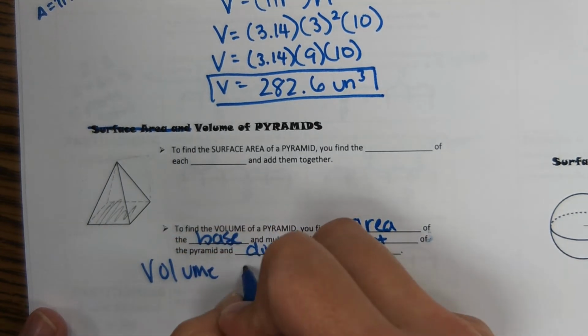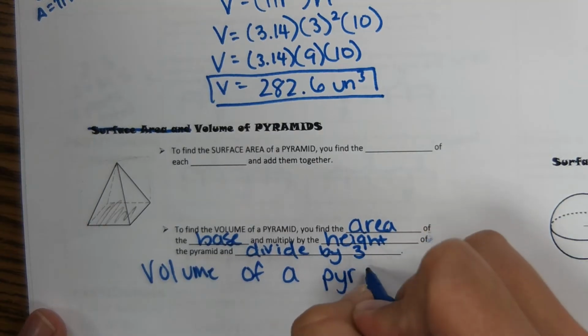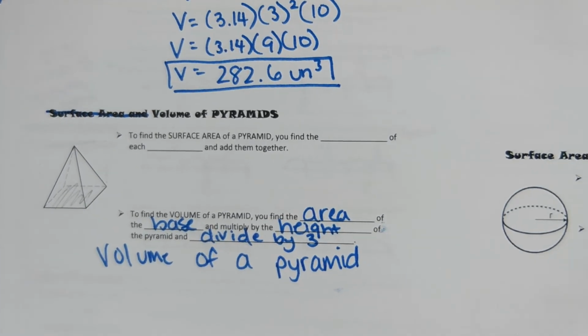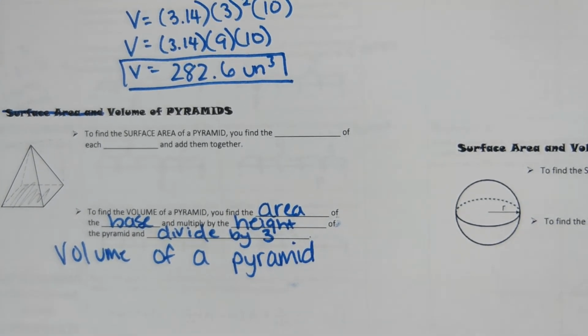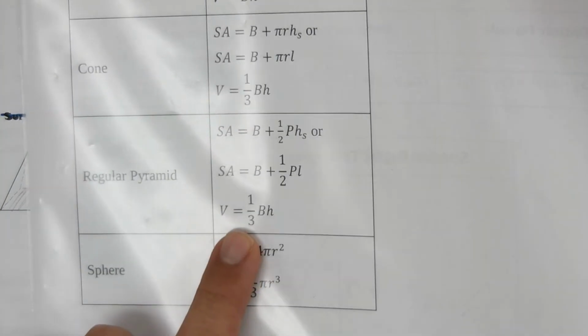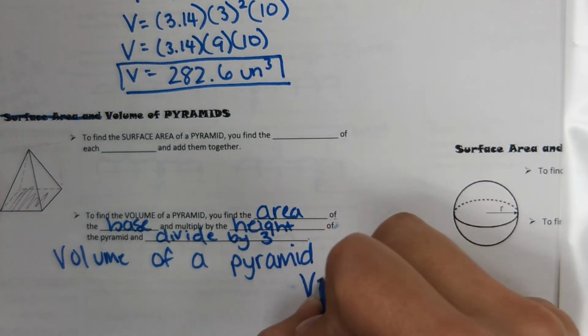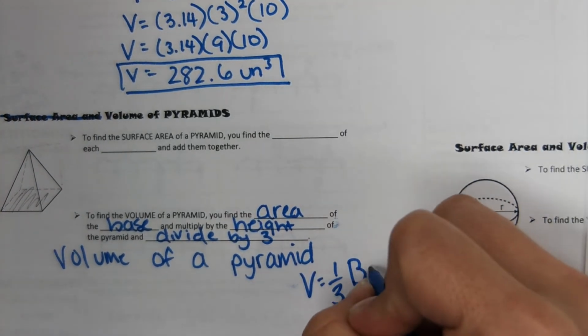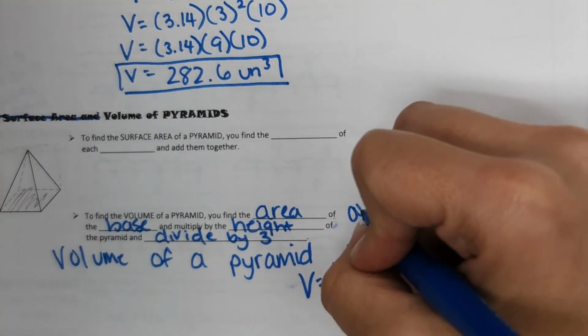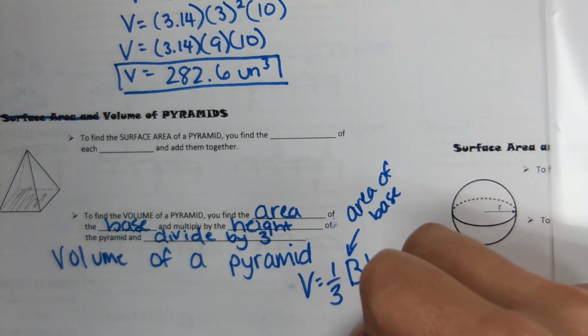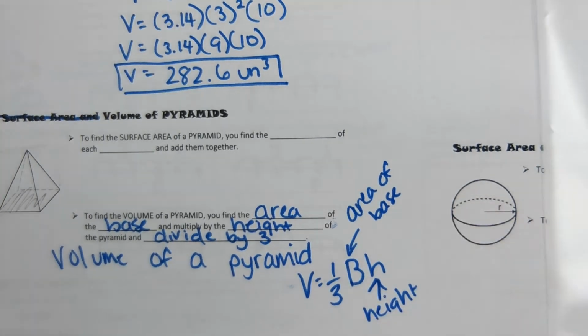Volume of a pyramid. Okay, on the reference sheet, it does have it right here. Volume equals 1/3 capital B H. Again, area of base, and then height of the pyramid.